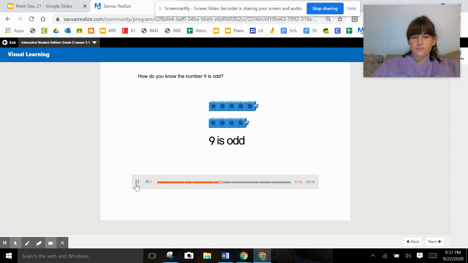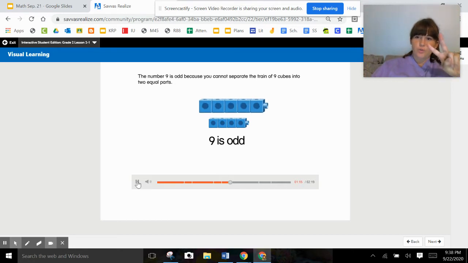How do you know the number 9 is odd? As the two groups are different. They're not even with each other. The number 9 is odd because you cannot separate the train of 9 cubes into two equal parts.